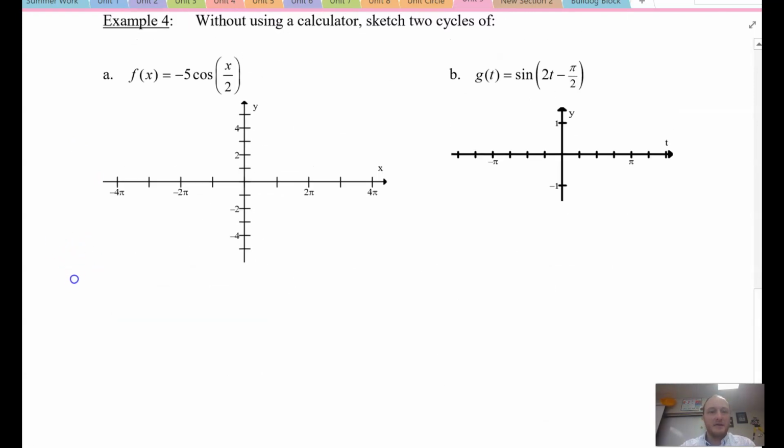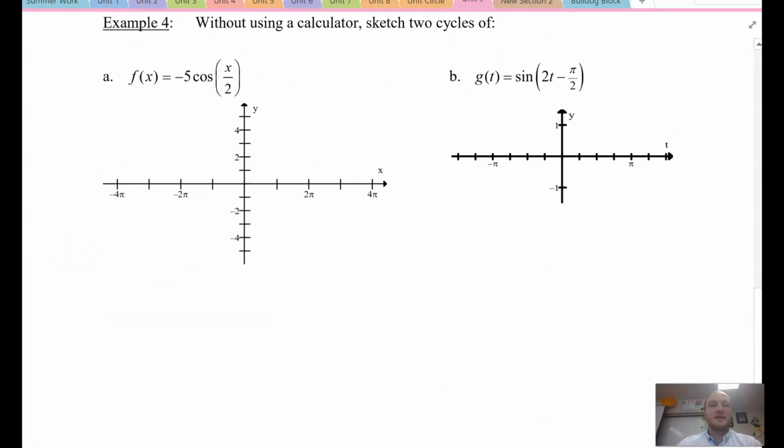And here we have an example for f of x equals -5 cosine x over 2. So what we want to go ahead and do is, I'm just going to make note of the amplitude. The amplitude is the absolute value of a, which is 5. So that just means that my mins and my maxes are going to be 5 from the midline, and also, we have a negative, right? So that's going to cause our graph to flip, okay? So just make note of that.